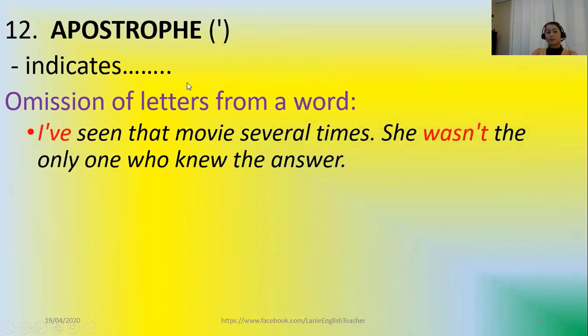Alright, so next we have apostrophe. Apostrophe indicates omission of letters from a word. Example: I've seen that movie several times. She wasn't the only one who knew the answer. So I've here is a contracted form of I have. In this case, we use apostrophe to shorten the word. Another is wasn't. So this is actually a contraction form of a word.